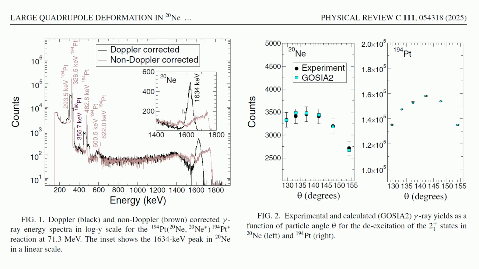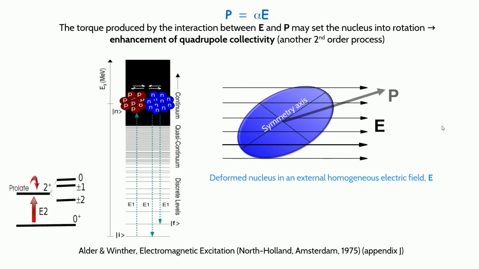And for the first 2+ excitation, the decay, you can see the angular distributions, how they agree nicely with data. And this is basically how we knew that we can get a quadrupole moment. However, things are not so easy.